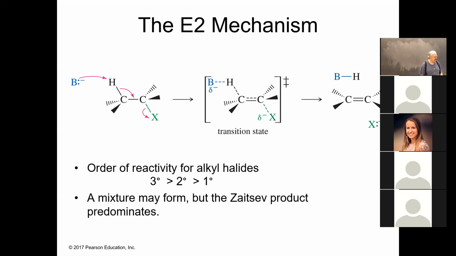A mixture may form, but the Zaitsev product predominates. Zaitsev's rule applies to both the E1 and the E2, and the order of reactivity is actually the same for the E2 versus the E1. The difference, again, is the base, and of course how the reaction occurs. E2 has to have a strong base, E1 uses a weak base.